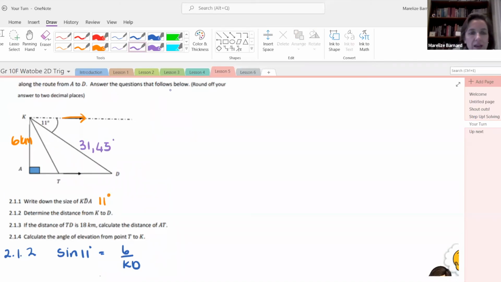How are we going to figure out what the distance of AT is if TD, this distance here, is 18 kilometers? How will we figure out what AT is? And think back to what we just did with the tower. We broke the distances up into parts. So how can we figure out what AT is? Anyone want to post in the chat or raise your hand? Let me know what you're thinking. Ah, there's Itumeleng. Go for it, Itumeleng. Tell me what you're thinking.